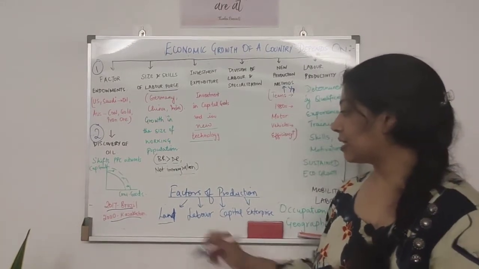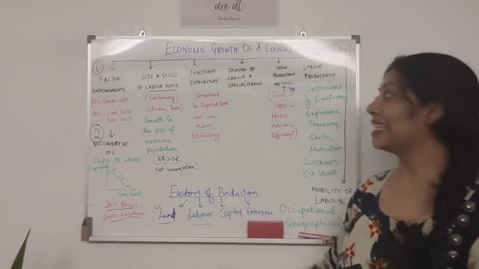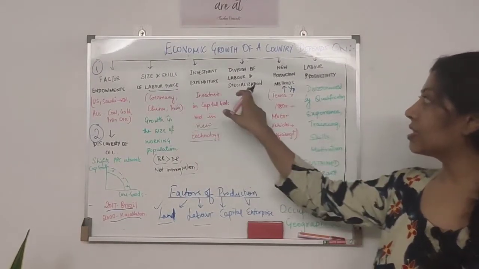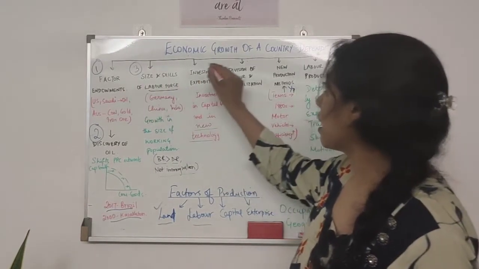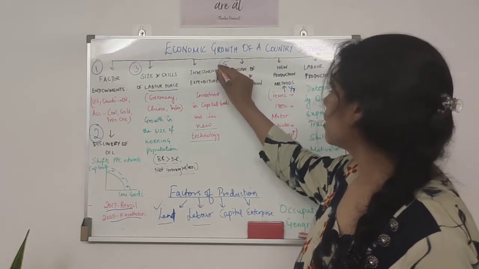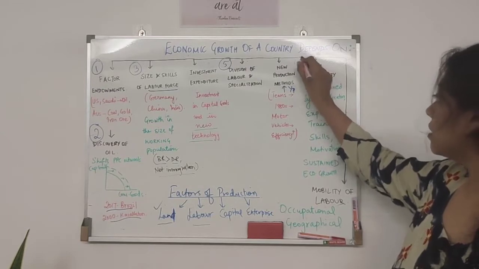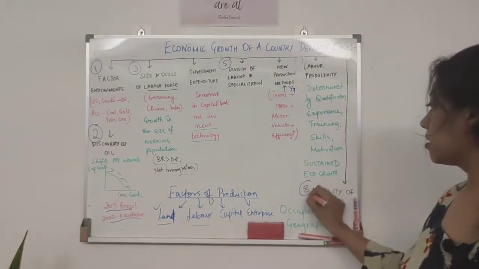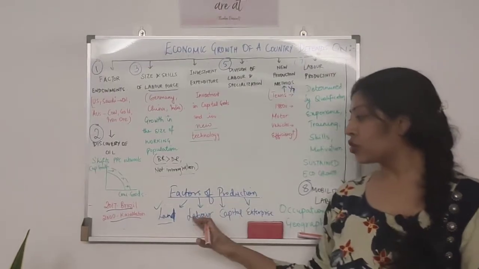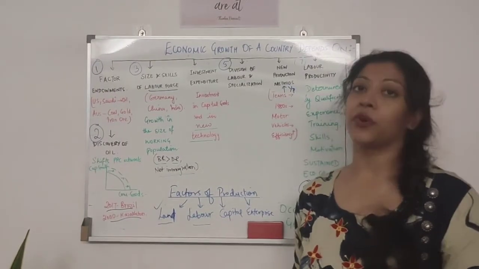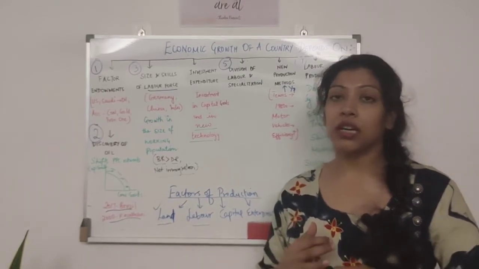Okay, so that's the factor of production, land. The next factor of production is labor. Now, if you can see, there are a lot of points over here. Point number 3 and 5 and 7 and 8. They all deal with labor. Which shows you the importance of labor as a factor of production when it comes to economic growth.